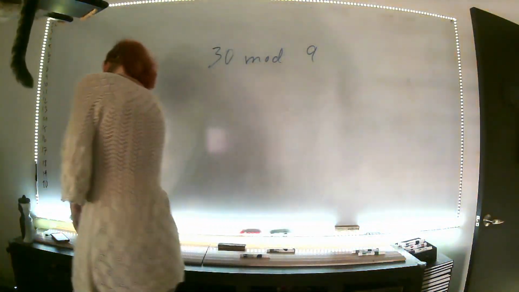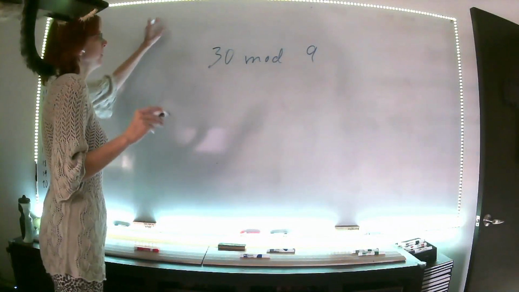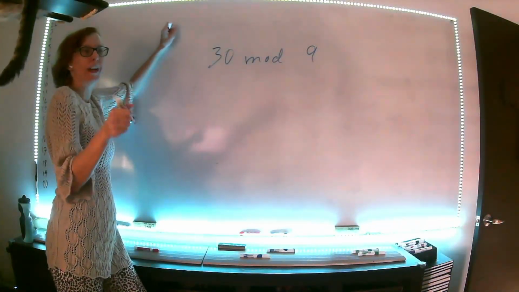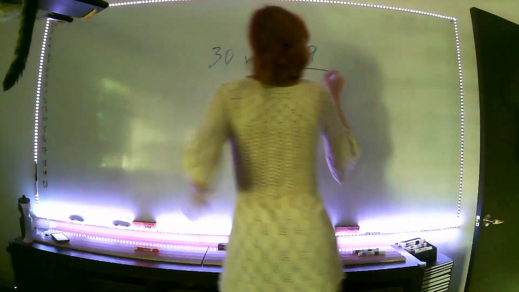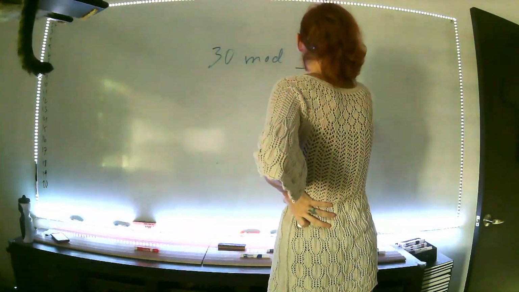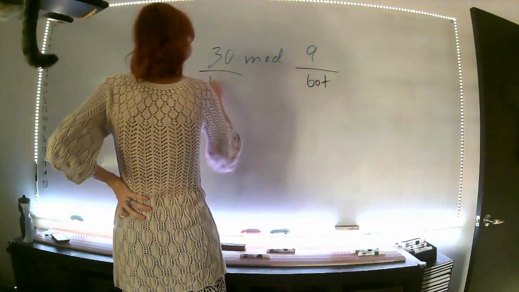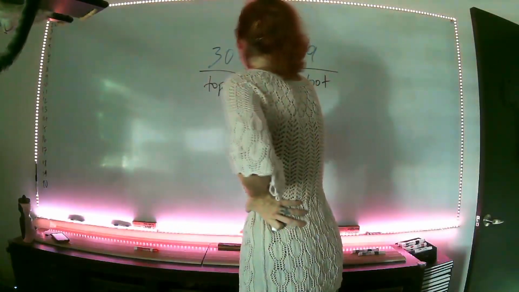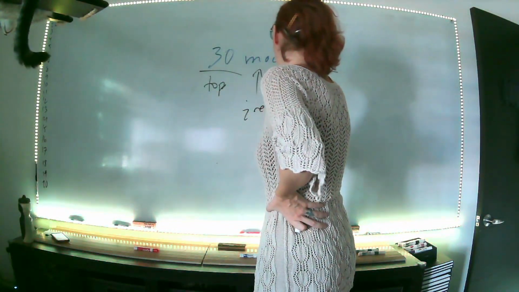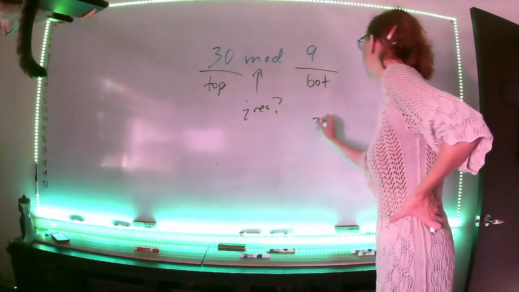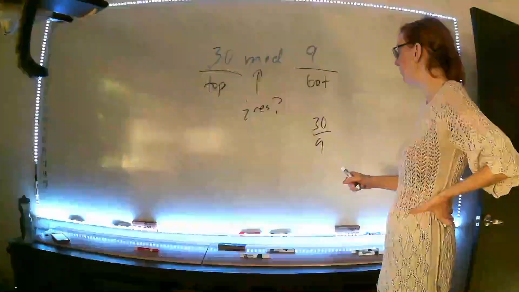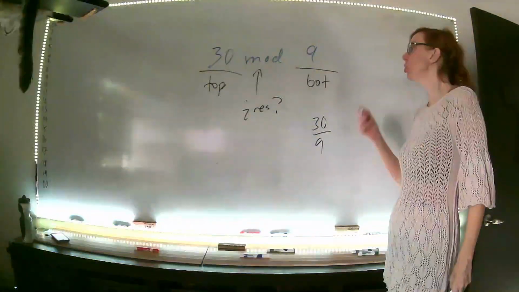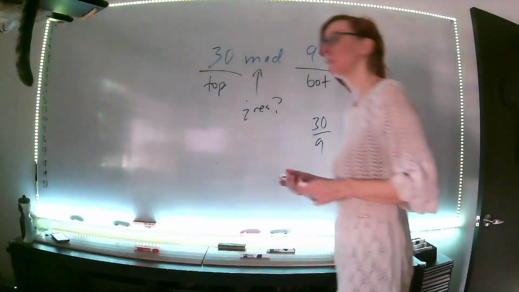So what we're reading here is, what is the residue when I divide 30 by 9? So this is the one that divides, so this is going to go to the bottom. This is going to go to the top. And this question is simply, what's the residue? So I'm going to take 30 divided by 9. I don't care how many times it fits. I care how much I have leftover.